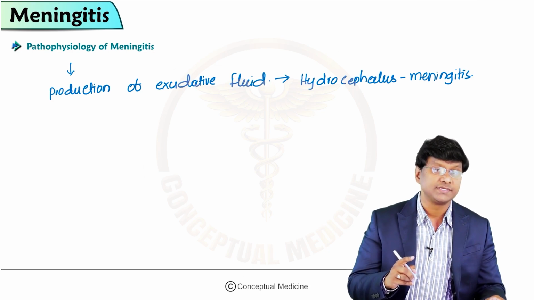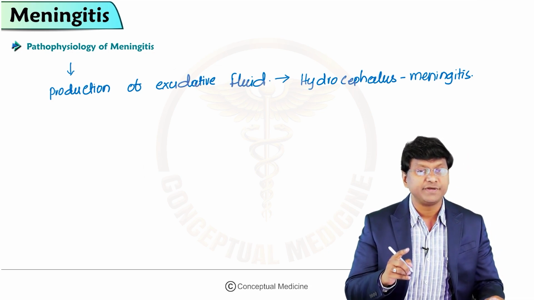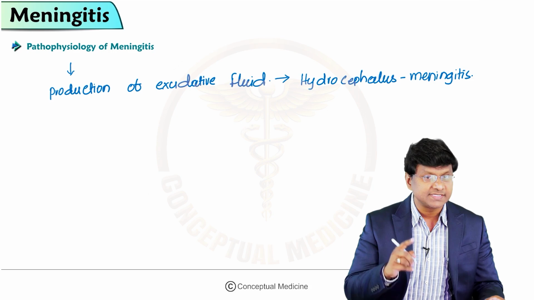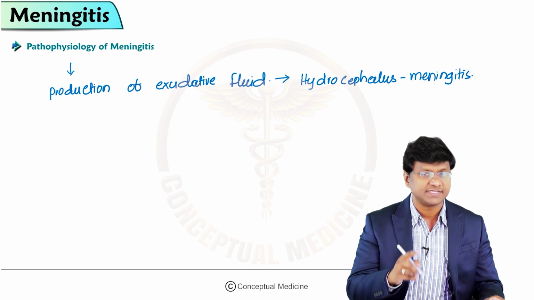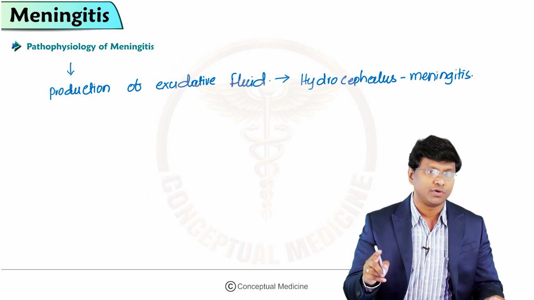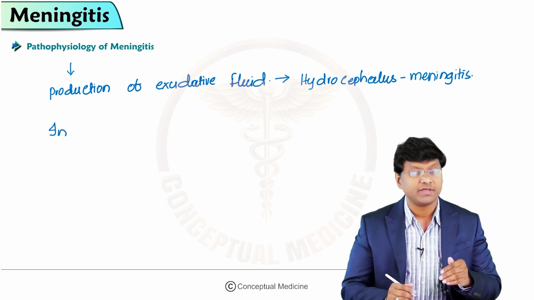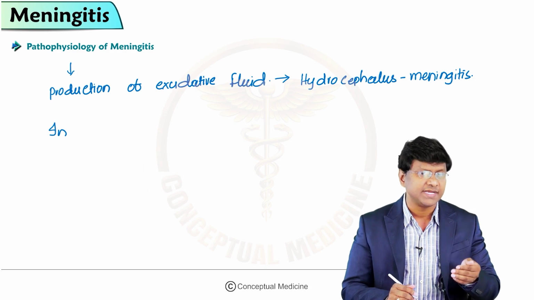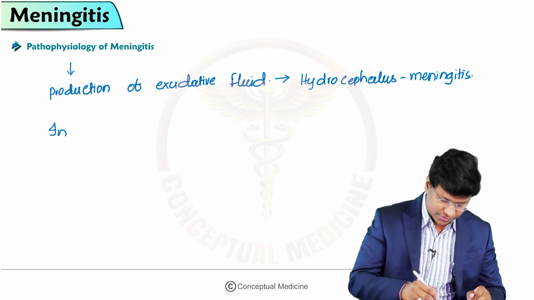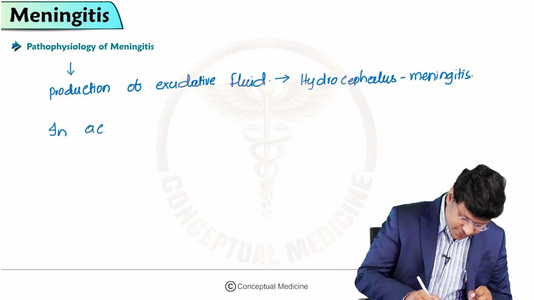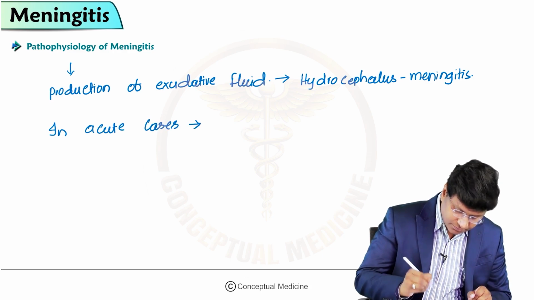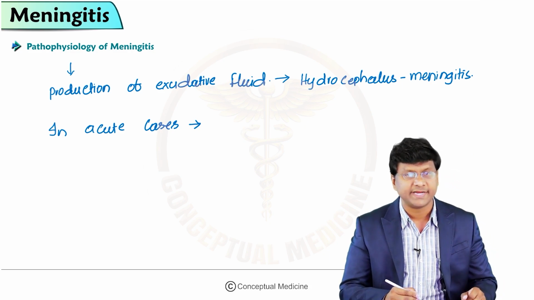And in acute cases, a large amount of fibrinopurulent fluid may collect somewhere in the pathway of the CSF and block the flow of the CSF. So hydrocephalus can be there in acute cases as well as in chronic cases. In acute cases, how is there development of hydrocephalus?